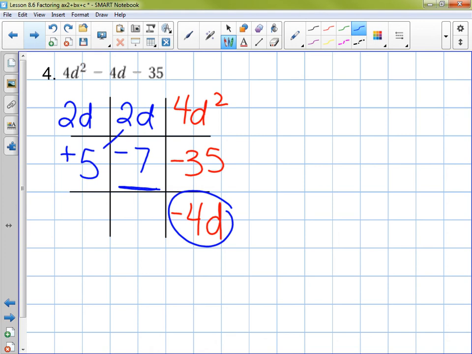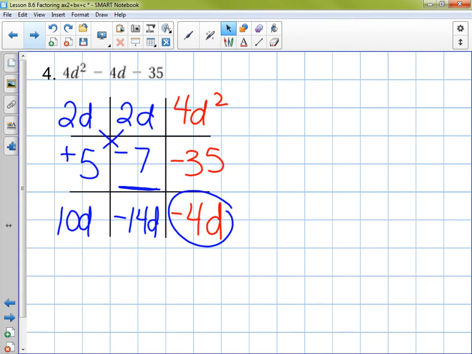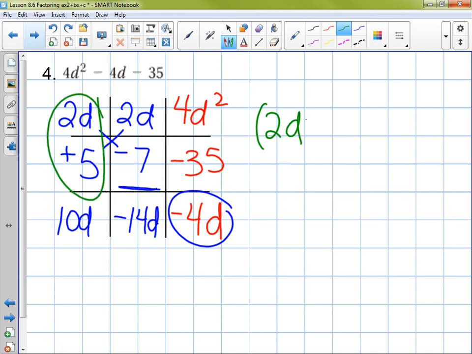Cross multiply, I get 10d. 2 times negative 7 is negative 14d. And when I add these together, 10d and negative 14d, I get negative 4d. So it worked again. So my answer is 2d, this column right here, plus 5, and this column right here, times 2d minus 7.